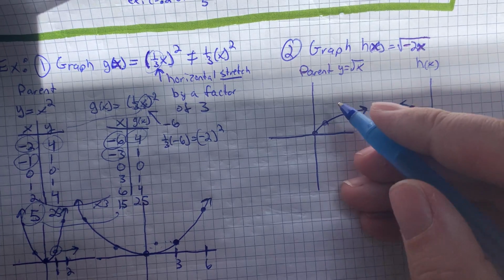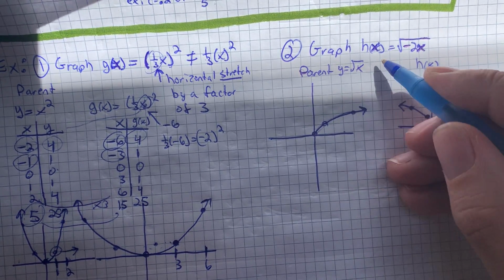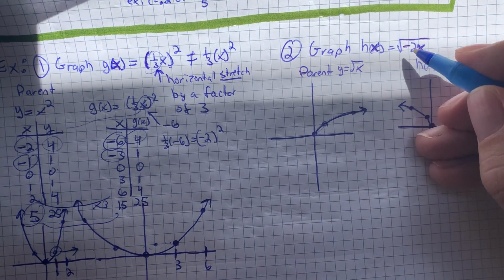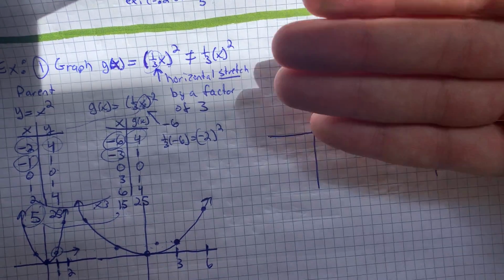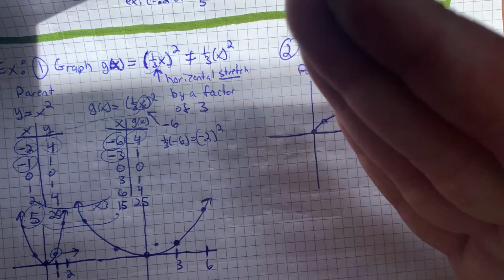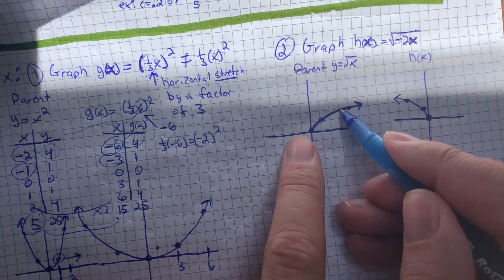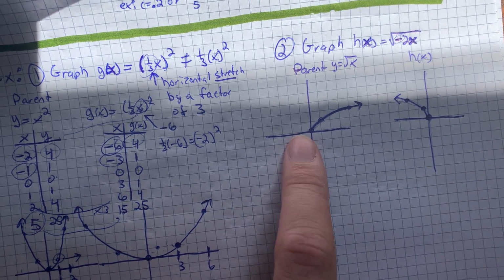Our parent function is y equals square root of x. We see this square root function. And here we've got h of x equals square root of -2x. This negative is on the inside of the square root. So instead of being a vertical reflection, it is a horizontal reflection. And we can see that here. Instead of the parent function increasing to the right, it increases as we go to the left.